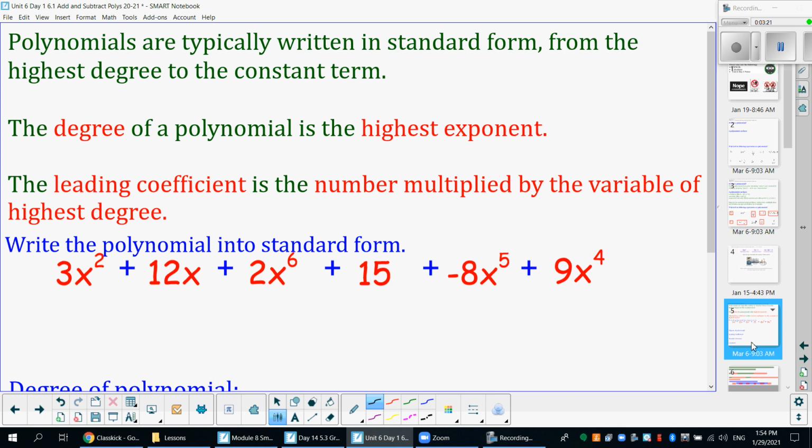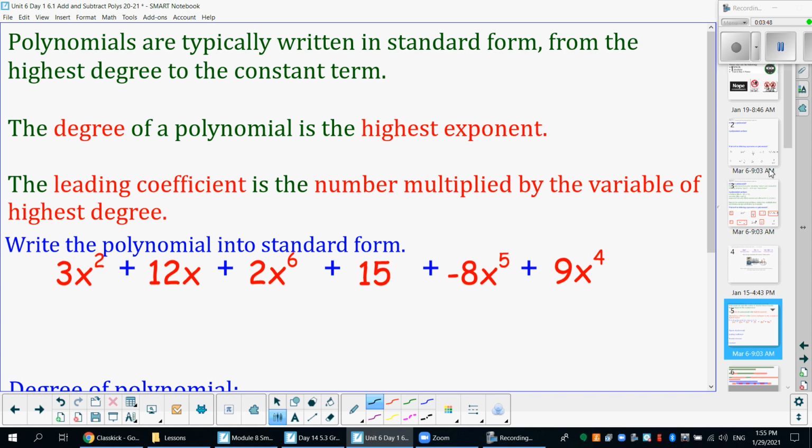We want to find the highest degree, and the degree refers to the highest exponent. So in this polynomial, our highest exponent is a 6. So that should be the first term of our polynomial, and we're going to write it in order from that. If I have an exponent of 6, my next one should be the one below that, x to the 5th, then one below that to the 4th, 3rd, 2nd, 1st, and then our constant.